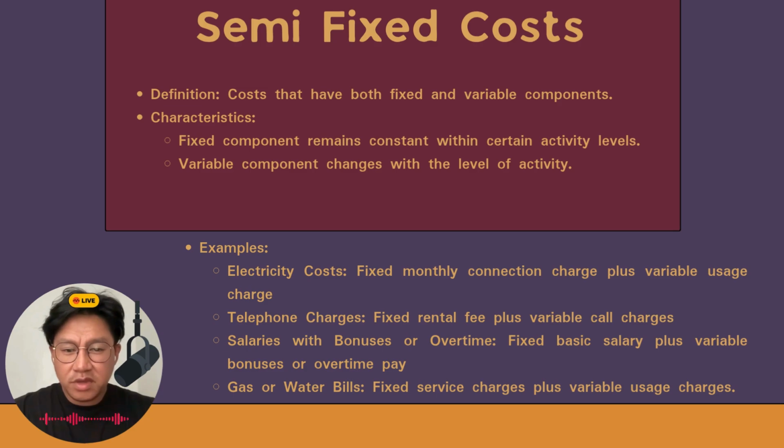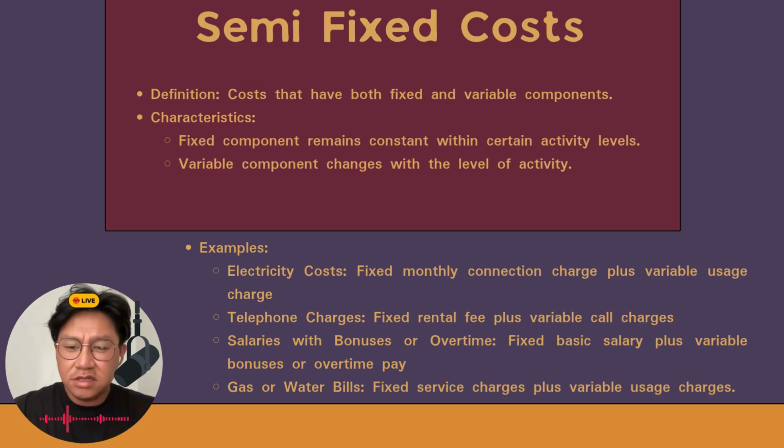Today we will discuss semi-fixed costs, also known as semi-variable costs. These are expenses that have both fixed and variable components. The fixed part remains constant within certain activity levels, while the variable part changes with the level of activity.